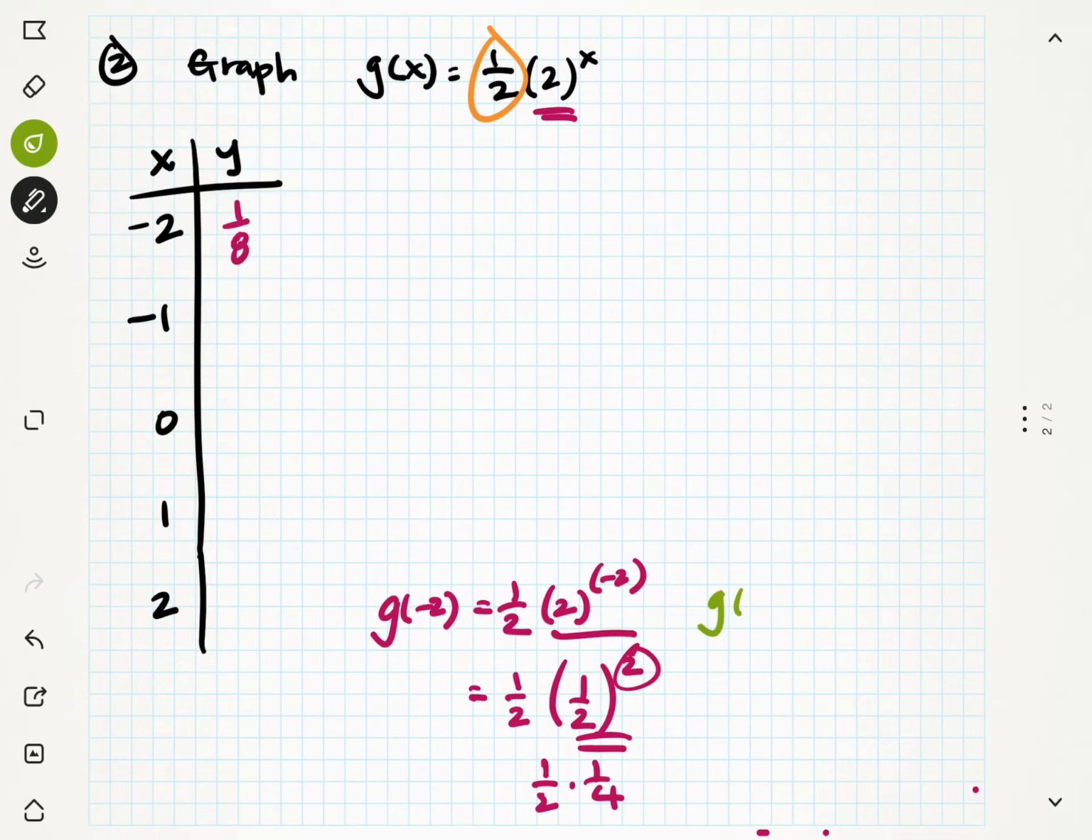Let's do the same thing. G of -1. Okay, so those of us who are doing this middle step, that just means 1/2, right? The negative means that we're reciprocating to the first power. 1/2 to the first power is 1/2. So we have 1/2 times 1/2, which is 1/4.